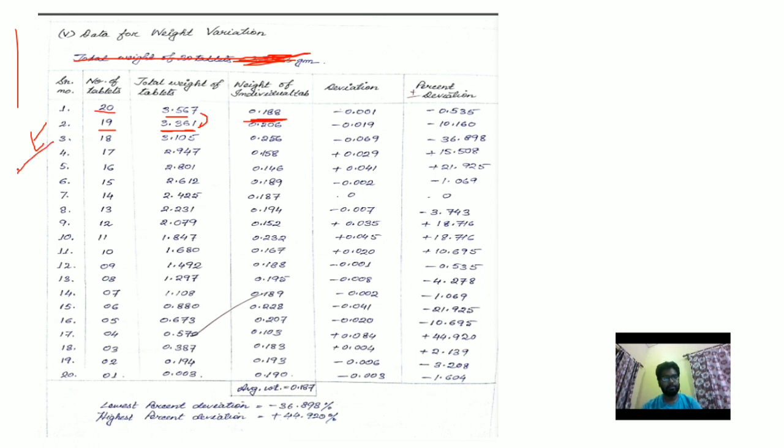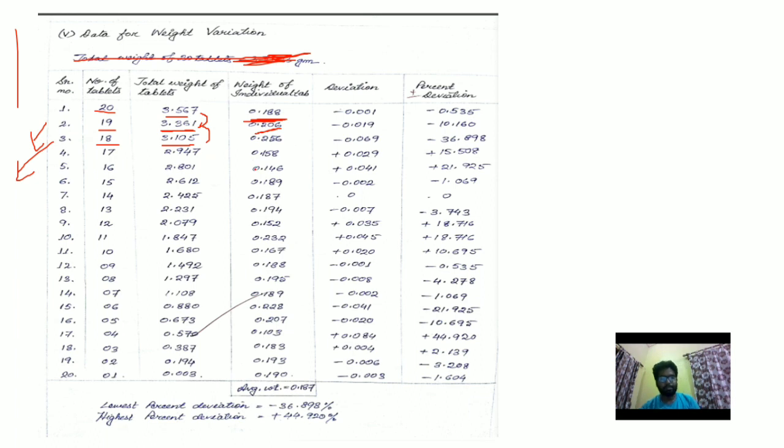After that you have to take one more tablet. Total 18 tablets are there right now, and the weight of 18 tablets was 3.105 gram. We have to subtract it from the previous value, and then you will get the weight of the second tablet. This is the process by which you have to calculate the values.